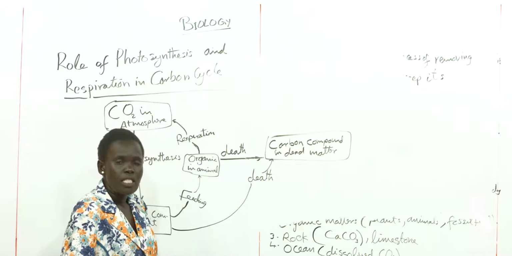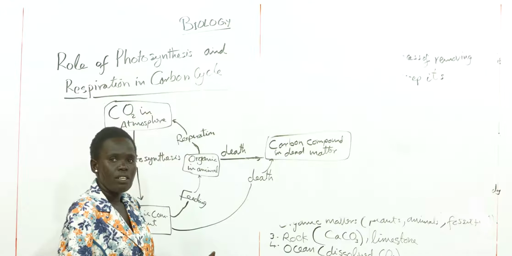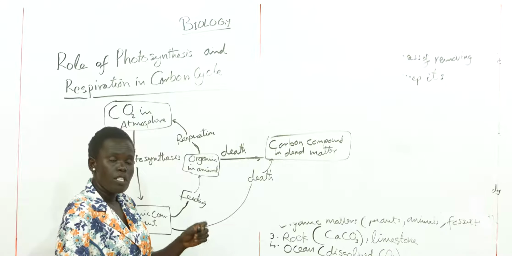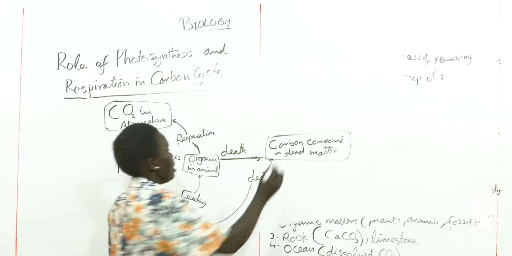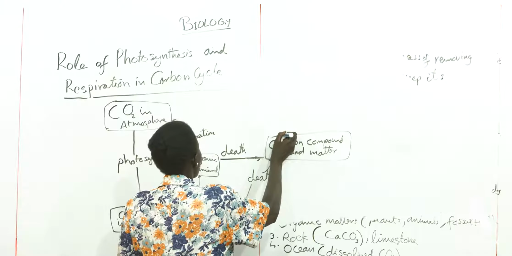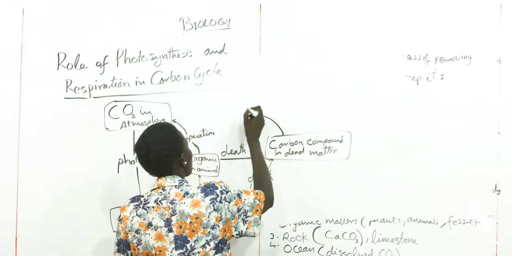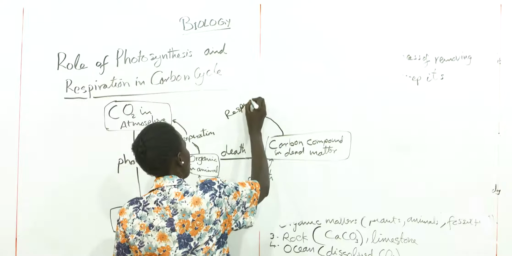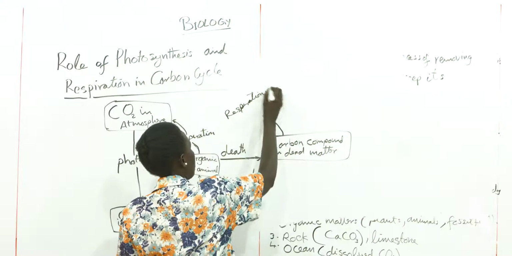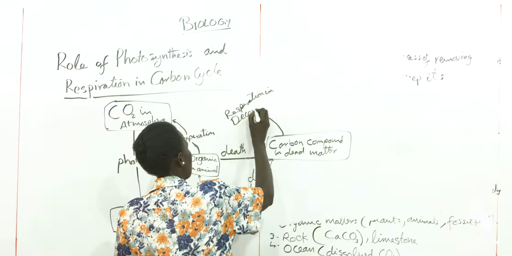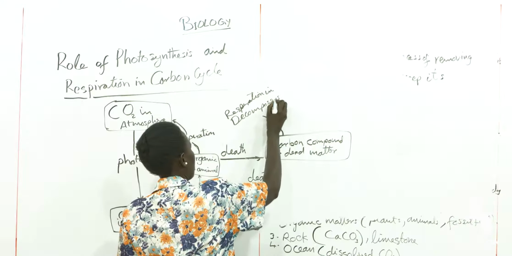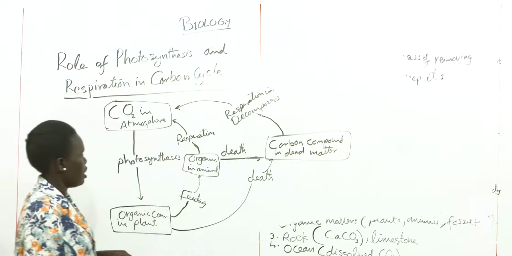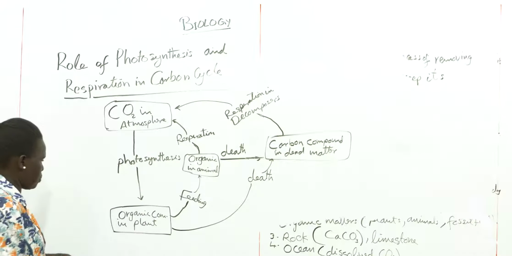The same decomposers, in their cells, there is cellular respiration taking place. When cellular respiration takes place, carbon dioxide is what? Released into this respiration in decomposers. Also, the carbon dioxide is released back to the atmosphere.